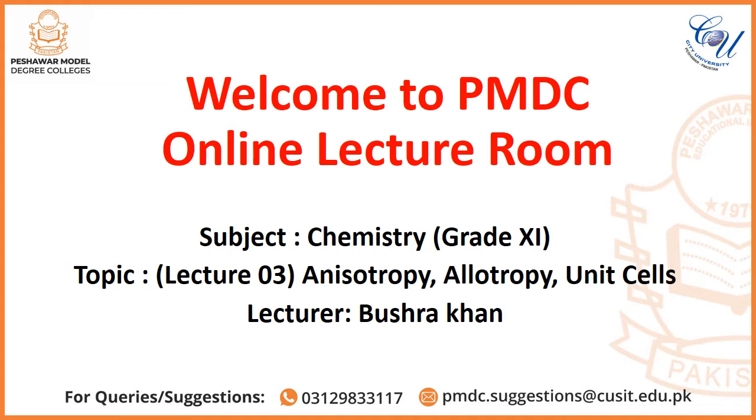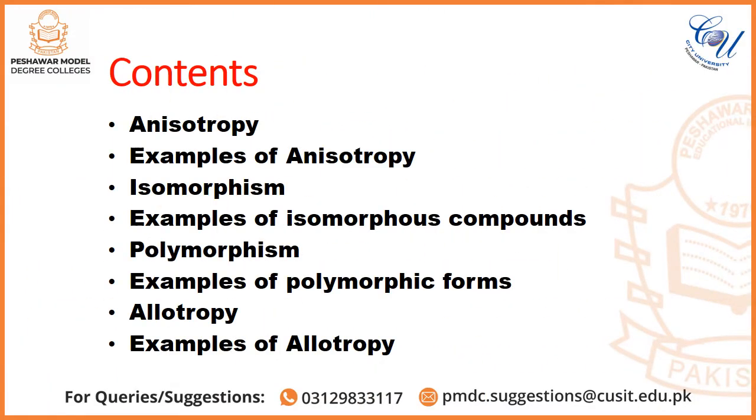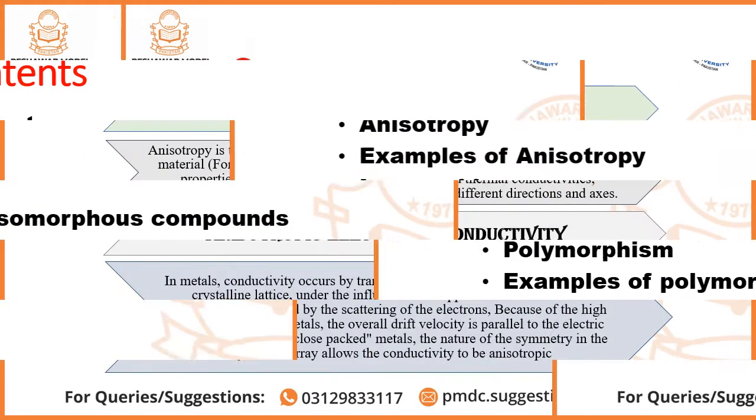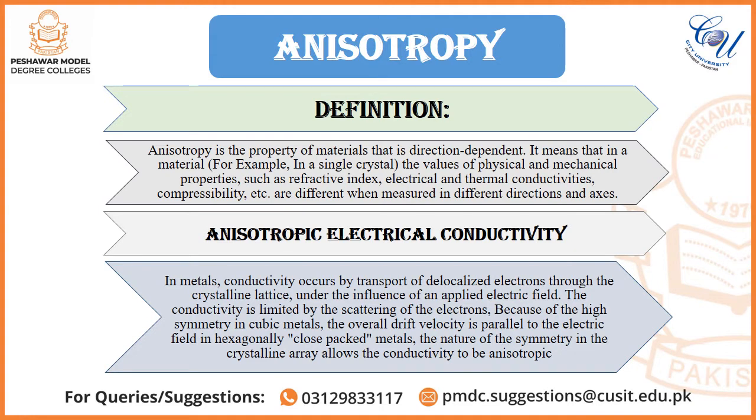Students, we will discuss first year chemistry, chapter number 6, and the topic that we are going to discuss is anisotropy, allotropy, and unit cells. The contents of today's topic are anisotropy, examples of anisotropy, isomorphism and its examples, polymorphism and its examples, and allotropy with examples. First of all, anisotropy.